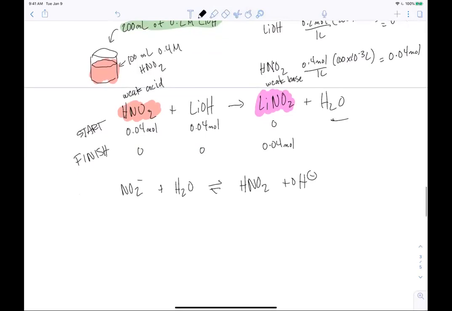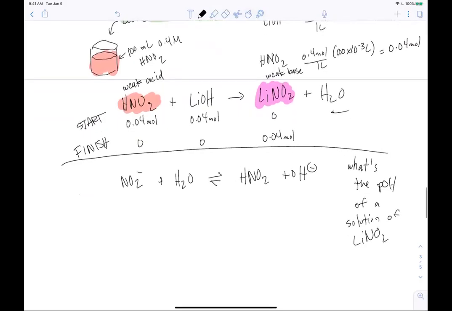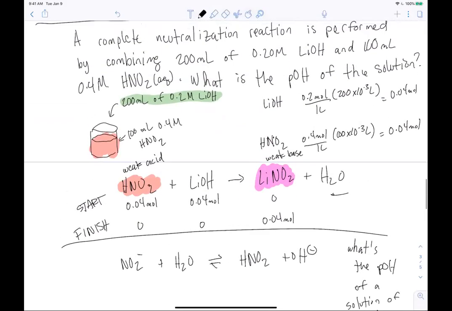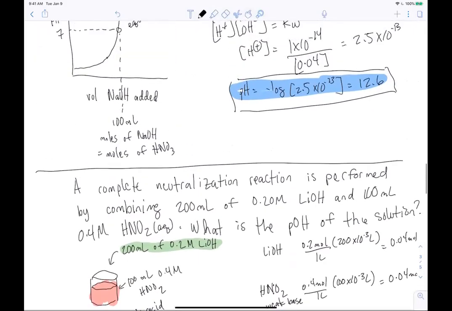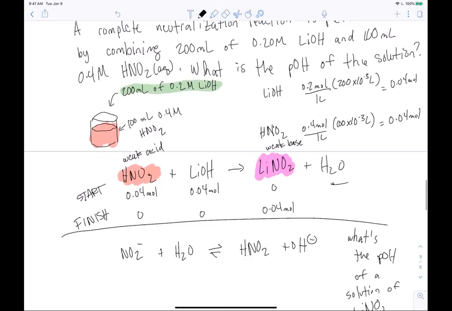But now, after you're done with the neutralization reaction, your problem is just this weak base problem. It's like saying, what's the pOH of a solution of lithium nitrite? And so we need to figure out what our concentration of lithium nitrite is eventually. We might as well do that now. So we have 0.04 moles of it.